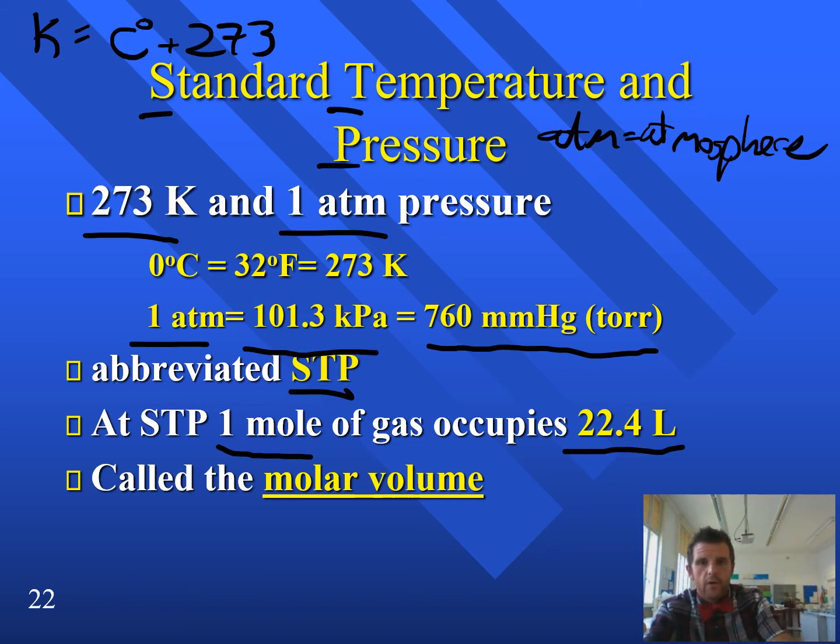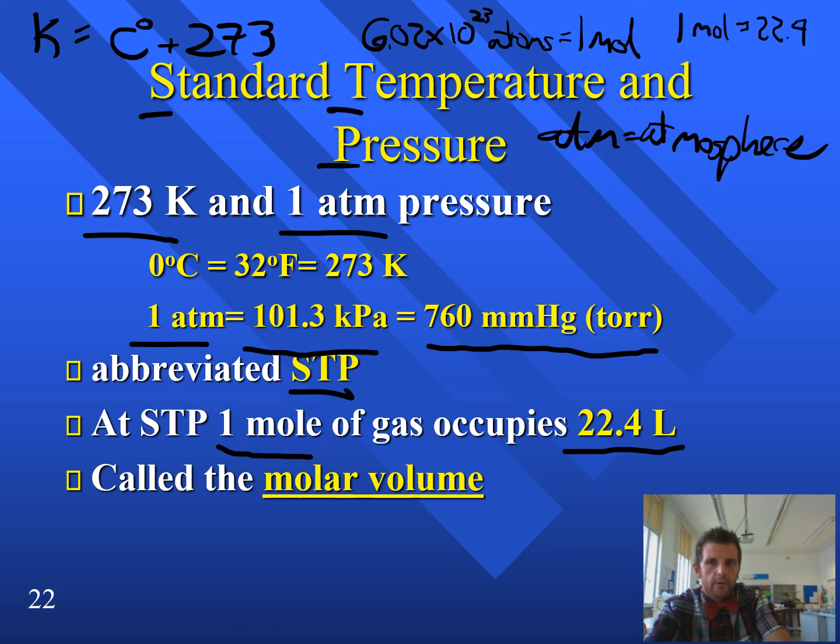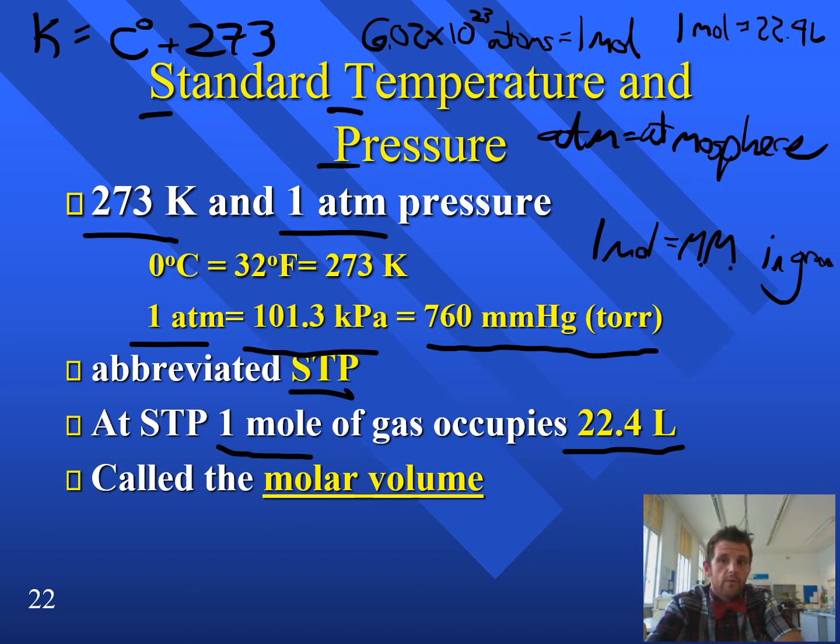So far we know 6.02 times 10 to the 23 atoms equals 1 mole. And then we also know 1 mole is equal to 22.4 liters of gas. And then we also know 1 mole is equal to the molecular mass, the molar mass, in grams. So the mole can give you a lot of information. It lets us switch all over the place.